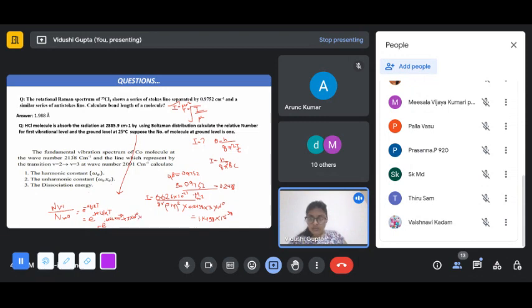into, here the HCl molecule absorbs radiation of 2885.9, so it will be 2885.9 divided by k. What's the value of k? It's 1.38 into 10 raised to minus 23, and the temperature is 25 degrees Celsius, so we have to convert it into Kelvin by adding 273, so it will be 298.